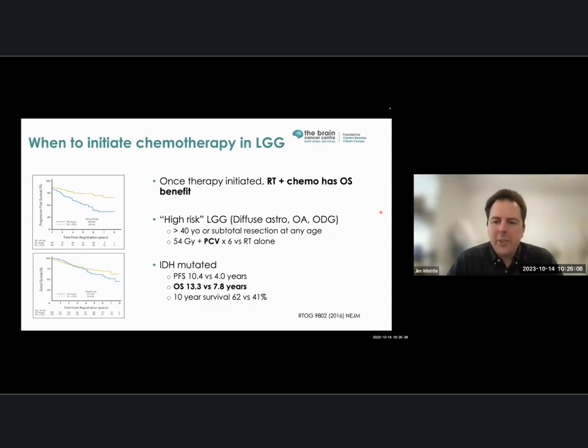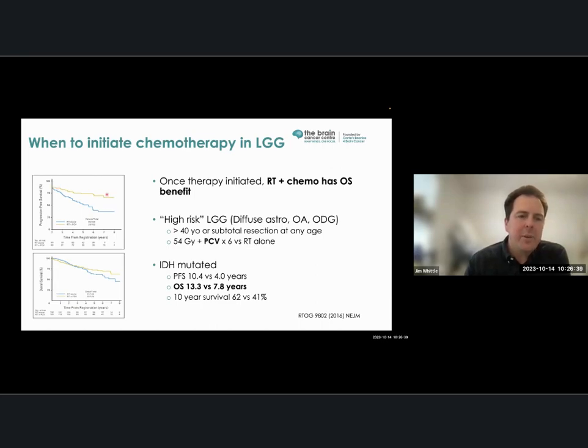And again, this is based on a very old study now, the RTOG 9802 trial, which looked at patients who were considered high risk low-grade glioma using the old classification system. And this included people who were older than the age of 40 or who had subtotal resection or a few other features. And they received 54 gray of radiation and PCV, or radiation alone. And what they showed, in the top bar, Kaplan-Meier survival curve, is progression-free survival.